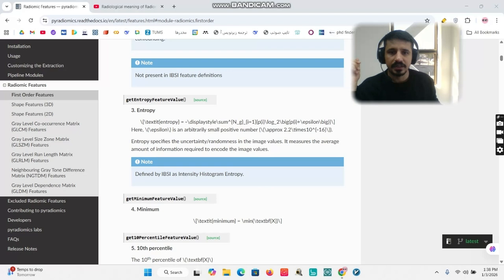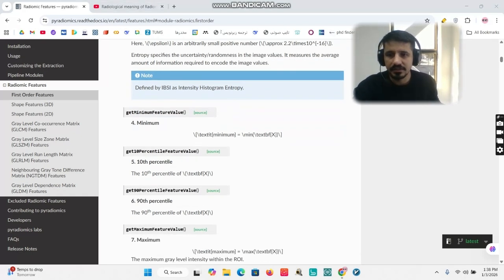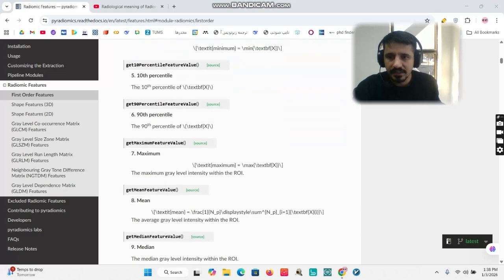This is a formula where we give the matrix to the formula, and it returns a value. A higher value means more randomness in the values, and it is also related to the image histogram. And then we have the minimum, the smallest value in this matrix.